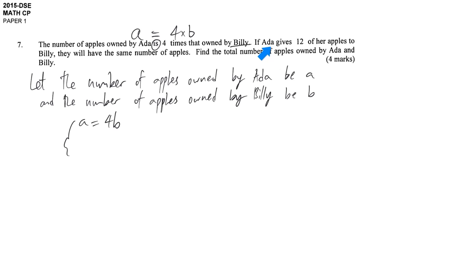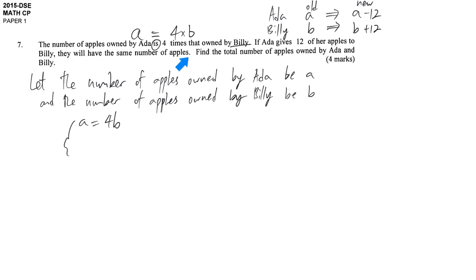Now the key point is here, if Ada gives 12 apples to Billy, which means that Ada originally have A, now become A minus 12. Give 12 now. Billy originally owe B apples. Now, because he get 12 at the same time from Ada, so it's become B plus 12 now.